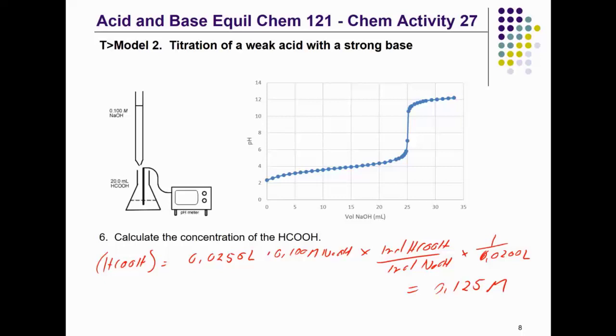How does that concentration compare to the concentration of our strong acid that we looked at just a few minutes ago? Take a peek on the previous page. They're the same, yeah. So one of the things to keep in mind is if you have equal concentrations of a strong acid and weak acid, it will require the same amount of base to reach the equivalence point.